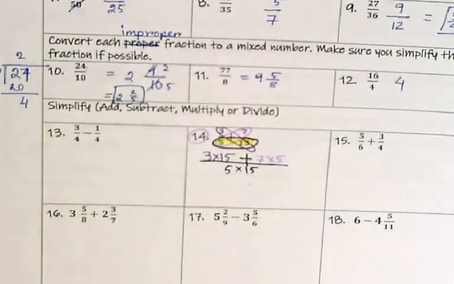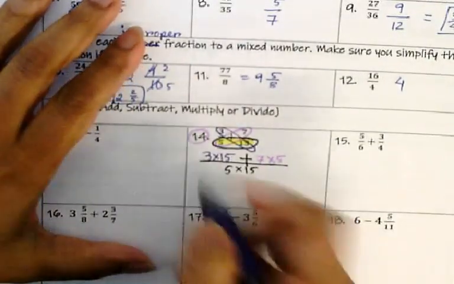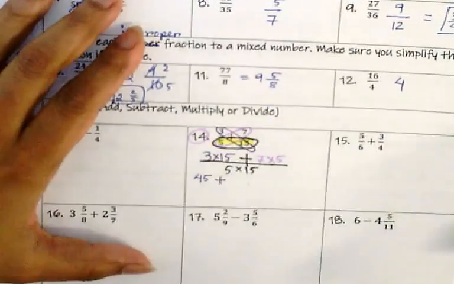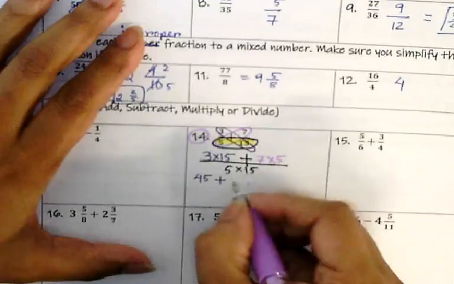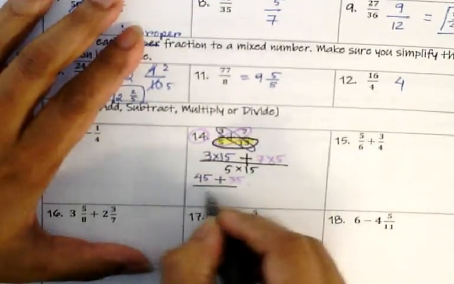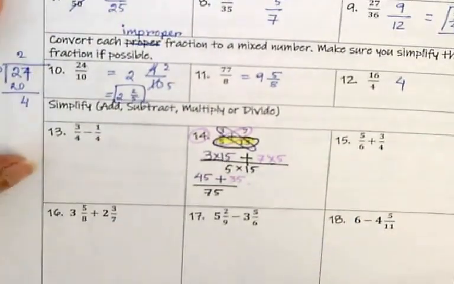Is everybody good up to here? Give me a thumbs up. All right, great. Now we're going to work on it. So the first one, 3 times 15 is going to be? 45. Plus 7 times 5 is going to be? 35. 5 times 15 is going to be? 75. If you add 45 and 35, what do I get? 80.